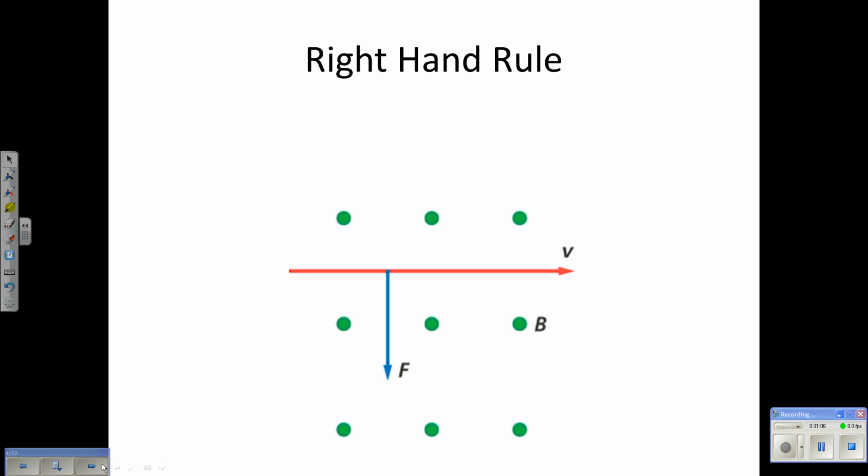Okay, right-hand rule. If you set your hand up, you'll see that all of these work out. Velocity is to the right, so your thumb points that way. Magnetic field points out of the page, so your force points down. All right, magnetic field, that should all work out.